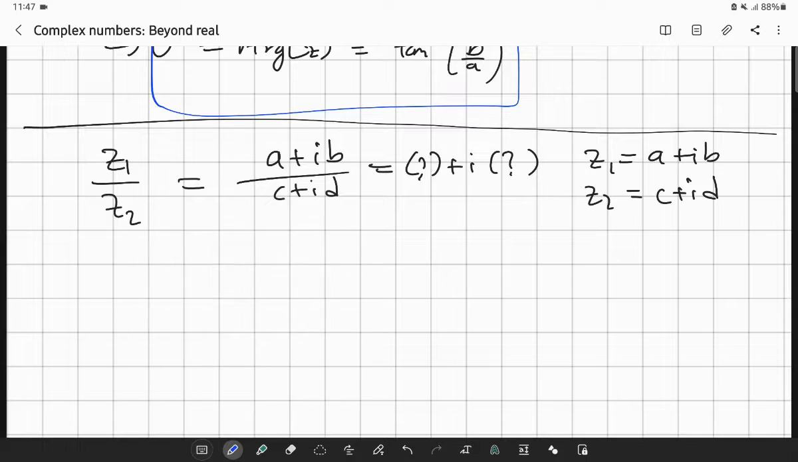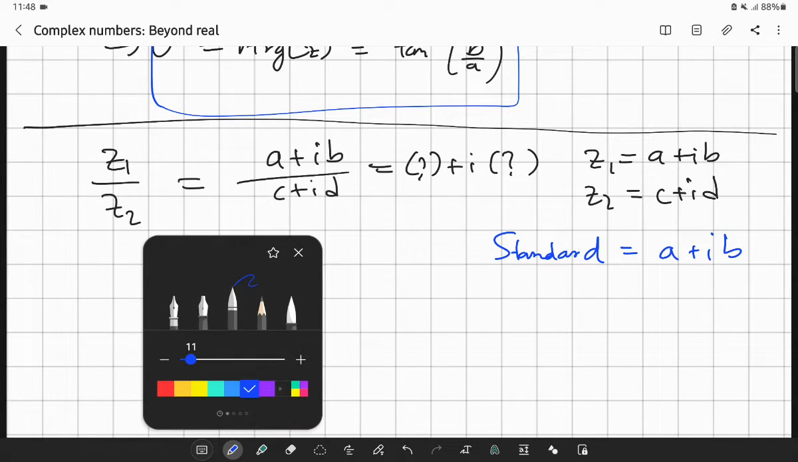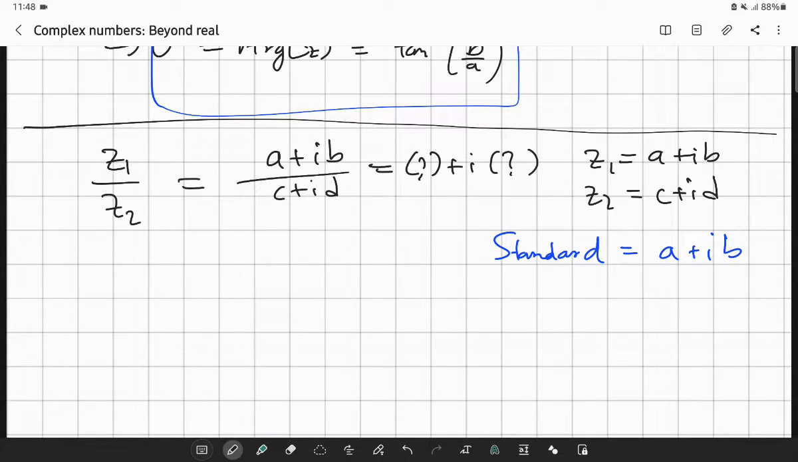Another thing that I have to tell you, the standard form of expressing a complex number is a plus ib. You cannot write a plus ib over c plus id. It's not the standard form. It's like saying 6 over 3 equals 6 over 3. You have to simplify this, because people like to be specific. So you need to express this in the standard form. Now let's see how you can do this.